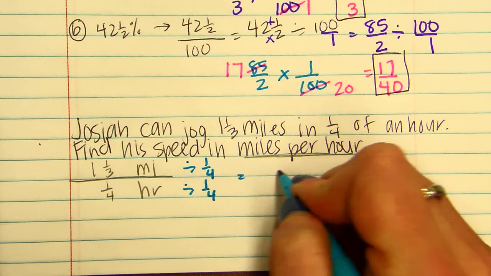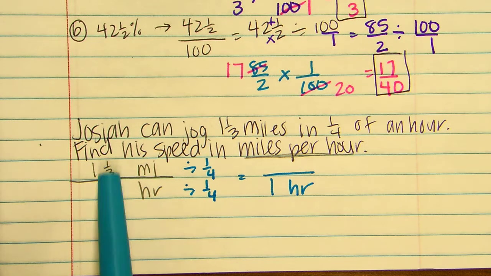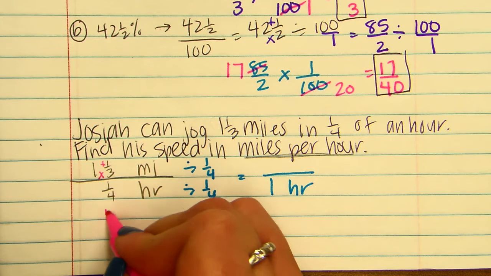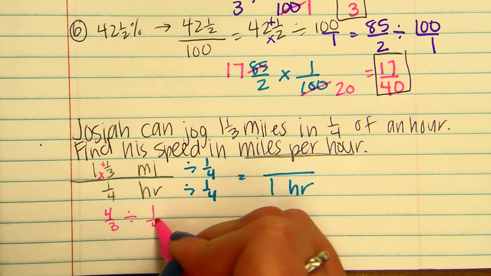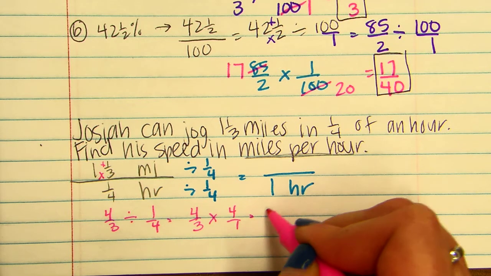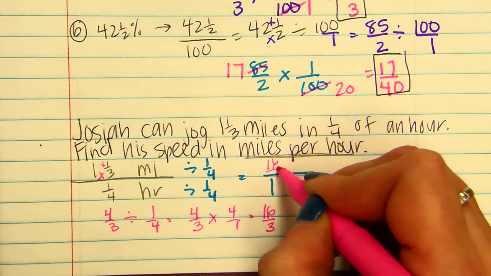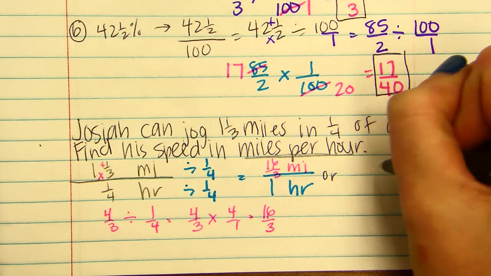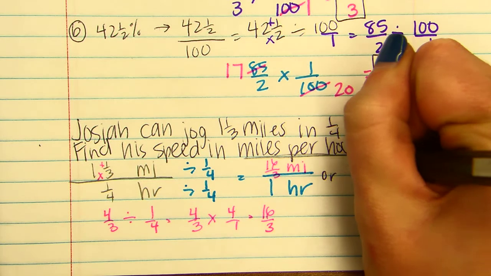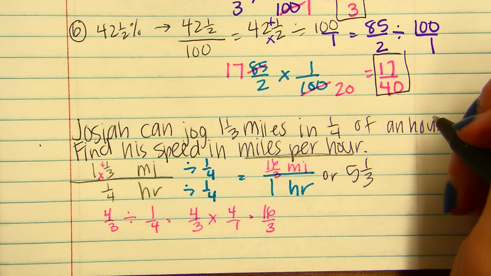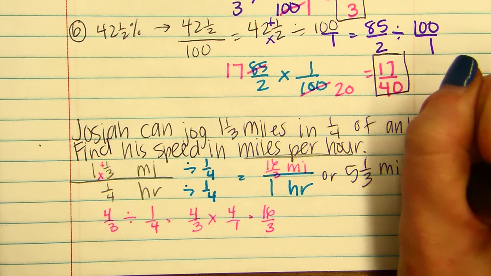Okay, 1/4 divided by 1/4 is 1, so I know 1 hour will be on the bottom here, but now I need to do 1 1/3 divided by 1/4, which is what we've just been practicing. So I'll need to make this one improper. 3 times 1 is 3, plus 1 is 4, so I have 4/3 divided by 1/4. I'll have to do keep, change, flip, so I have 16 over 3. So I have 16 over 3 miles in 1 hour, or this one probably makes more sense to use as a mixed number. 3 goes into 16 5 times, because 5 times 3 is 15, with 1 left over. So 5 1/3 miles in 1 hour.